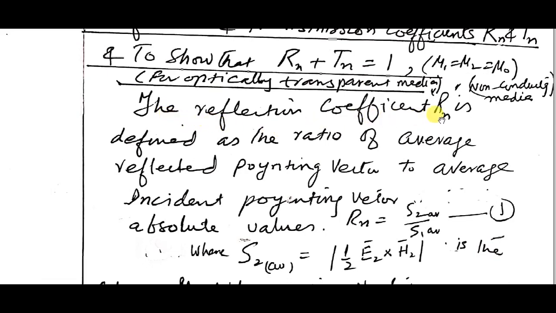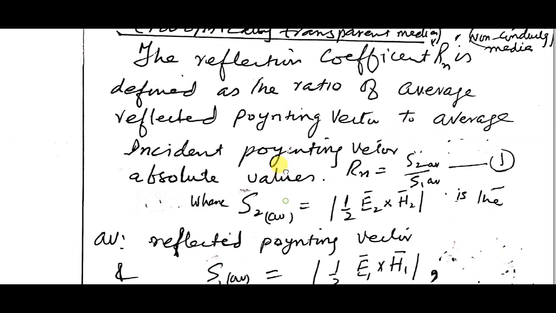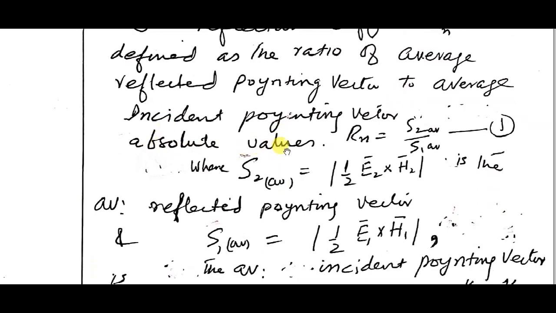The reflection coefficient Rn is defined as the ratio of the average reflected pointing vector to the average incident pointing vector. The pointing vector, as you know, contains the energy or the power. We take the absolute values of these pointing vectors, so our reflection coefficient is equal to S2 average divided by S1 average. We call this equation number 1.